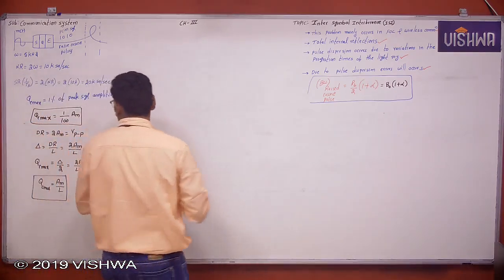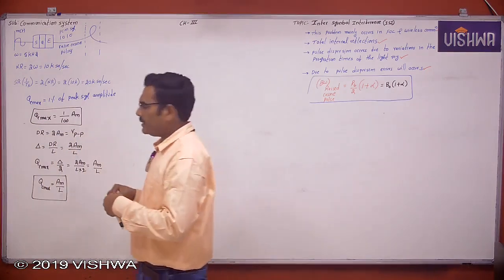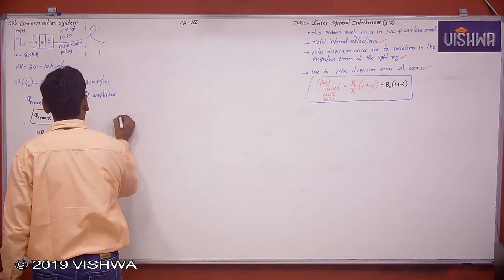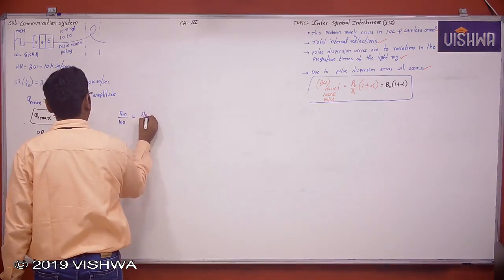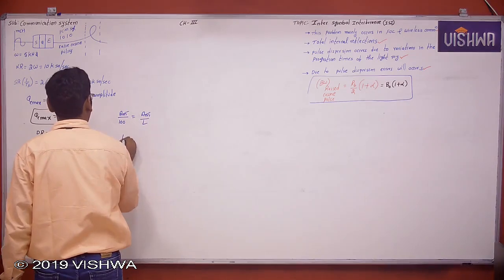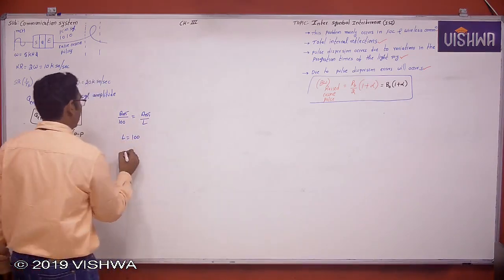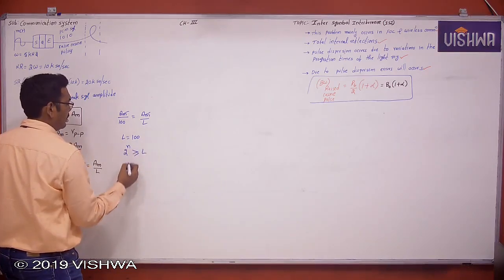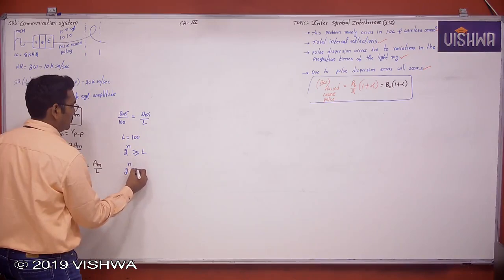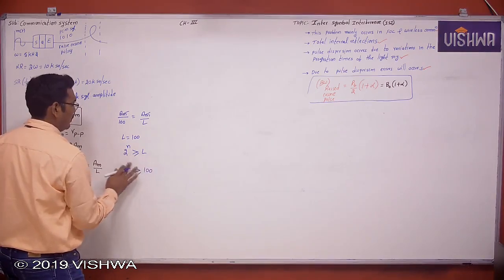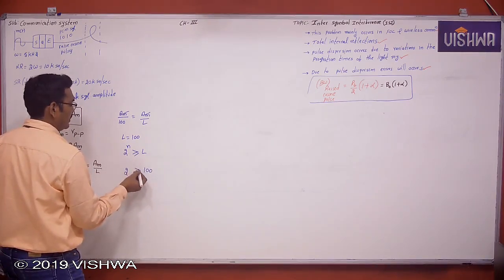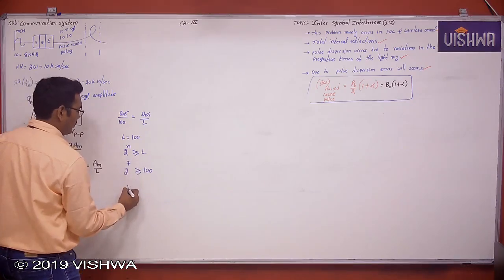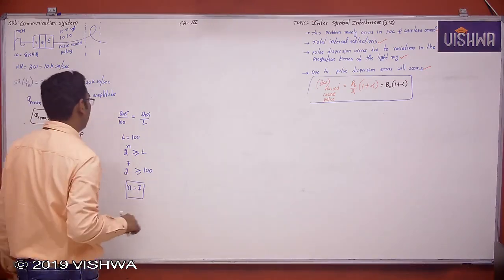This is the maximum. So can I equate these two quantization errors? Yes, we can equate them: Am by 100 equals Am by L. Am cancels, so L equals 100. You know that 2 power n is always greater than or equal to L. Therefore 2 power n is greater than or equal to 100. Since 2 power 6 is less, it is 2 power 7. Therefore n is 7, so this is a 7-bit AD converter.